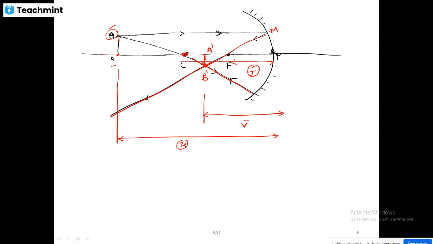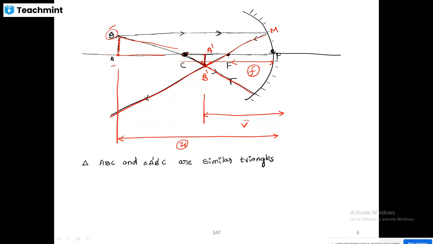Yeah. So here, if you see, with the object there is a triangle, triangle ABC, and with the image, triangle A dash B dash C. They are forming at a common point C. They are similar triangles, because they are two triangles with the same common point, and that is why they are called similar triangles.